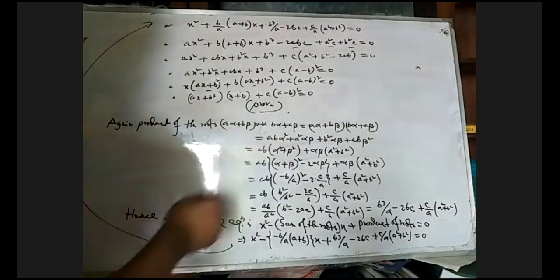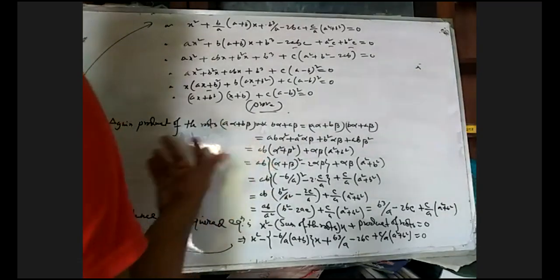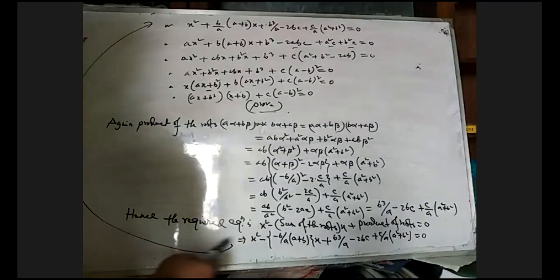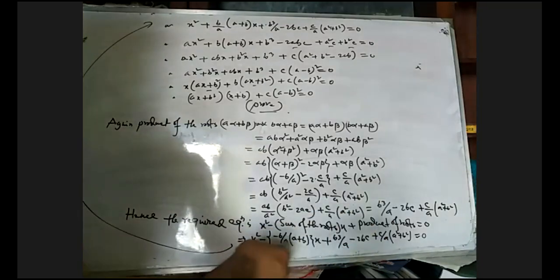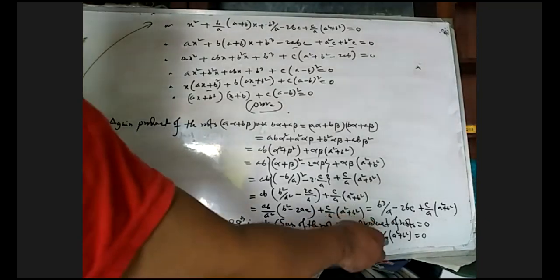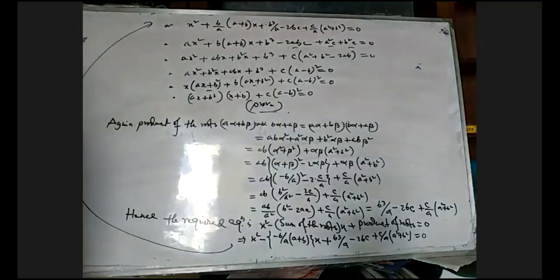First of all you have to find out the sum of the roots, then the product of the roots. Then using the formula for forming a quadratic equation, x square minus sum of the roots times x plus product of the roots equals to 0, just putting the sum and product, we get the required result. Very easy for you.